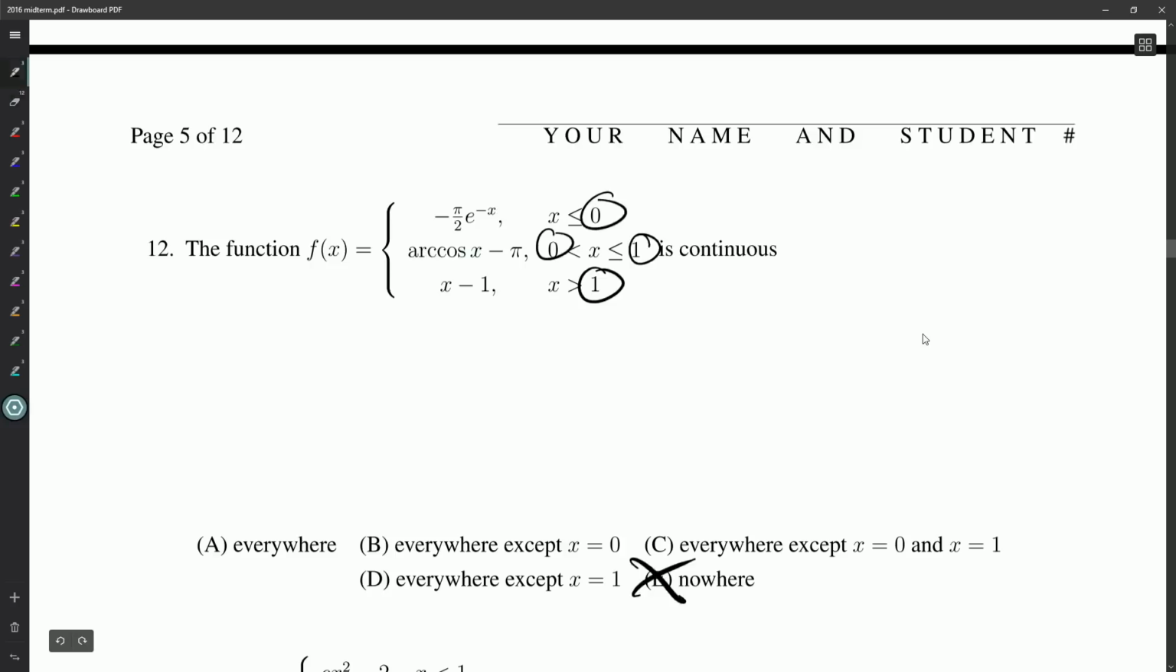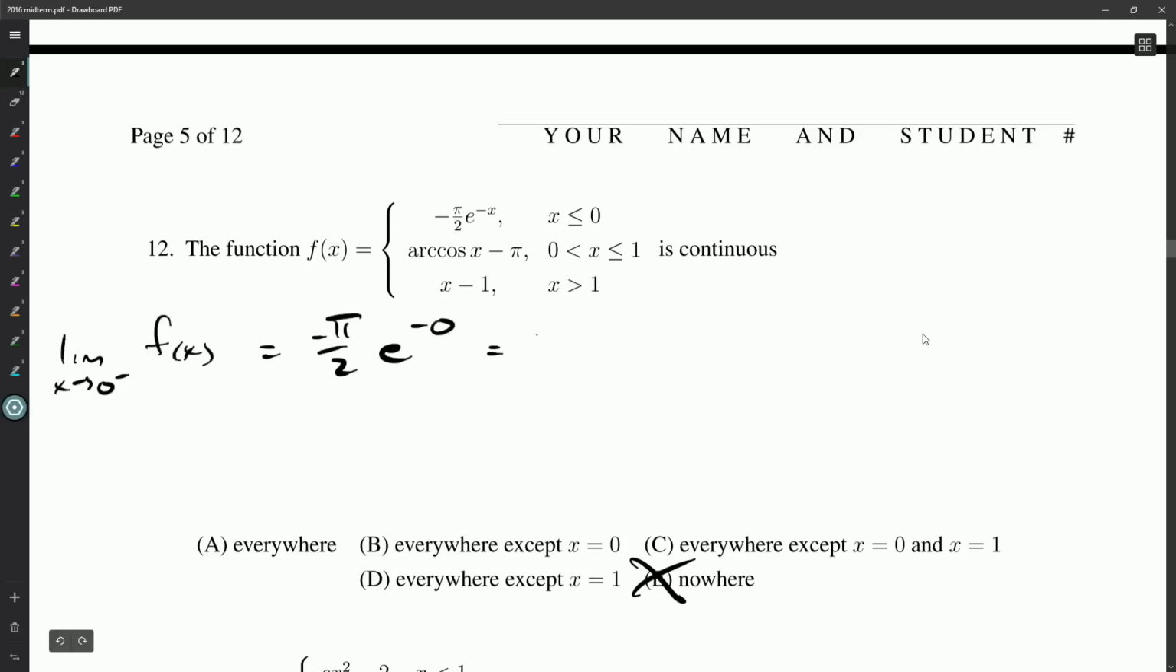So really what we need to do is check all these sort of boundary values. The limits of 0 from both sides, the limit of 1 from both sides. So let's get cracking. So as we approach 0 from below, the function looks exactly like -2 pi e to the negative x. That's continuous, so we can just plug in. So that'll be -pi by 2.